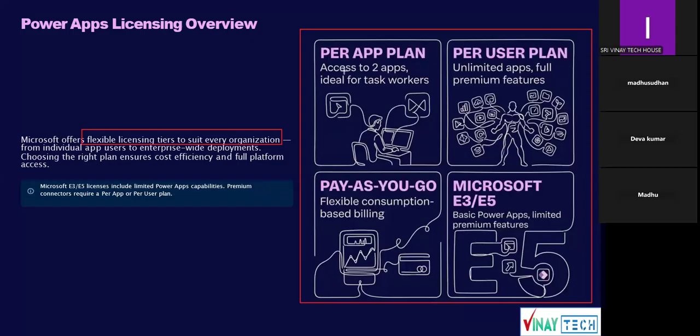One is the per app plan. If an organization opts for the per app plan, it can access only 2 apps. This is basically ideal for task workers. That means they can have only 2 apps. This will be useful only for normal, low-level organizations, not MNCs, not big organizations.